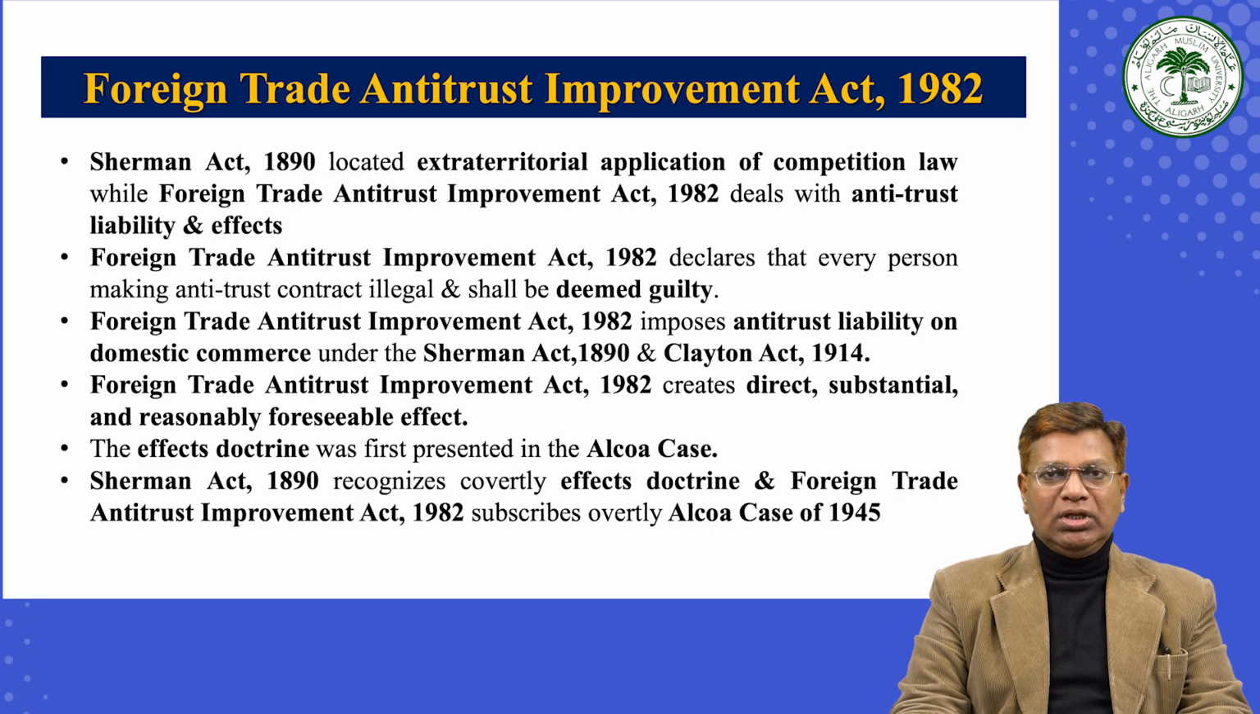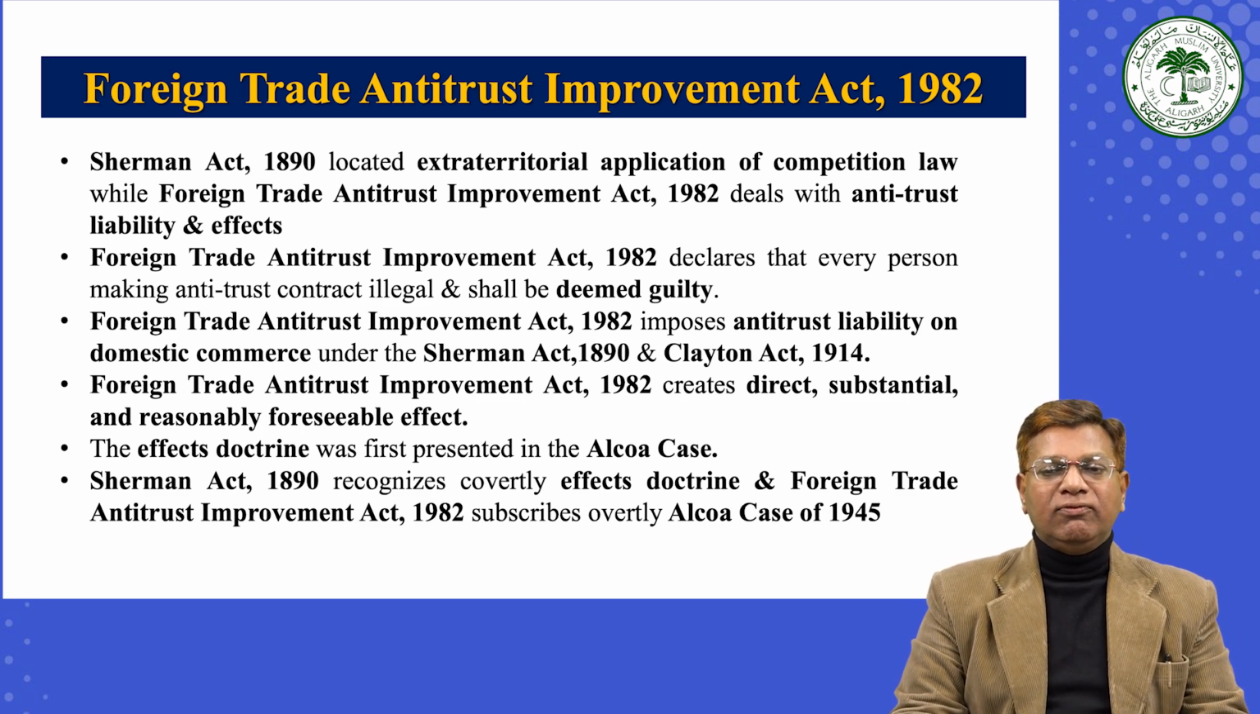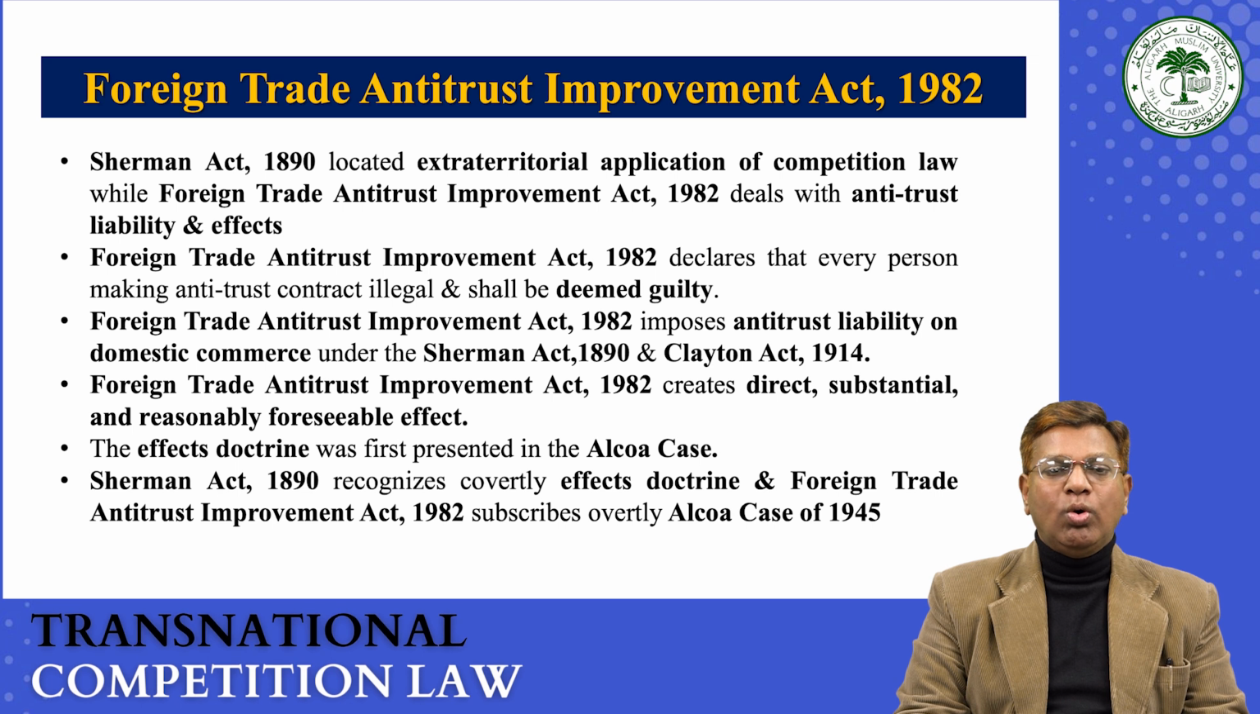The US antitrust law provisions, particularly Sections 1 and 2 of the Sherman Act 1890, give rise to extraterritorial jurisdiction in the cloak of the effects doctrine laid down in the Alcoa case in 1945. Since then, US antitrust extraterritorial jurisdiction started and was followed by many leading judgments.